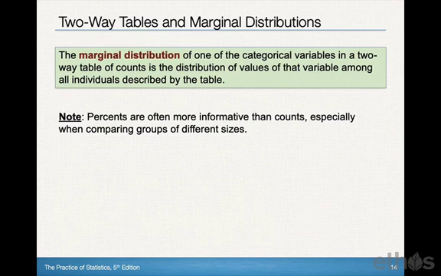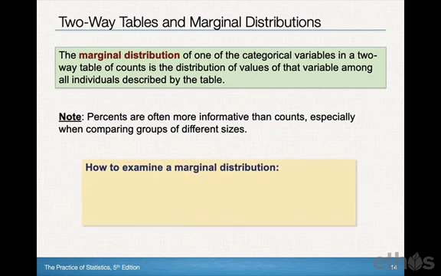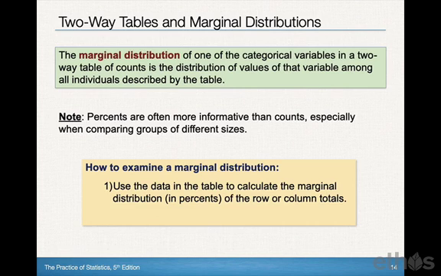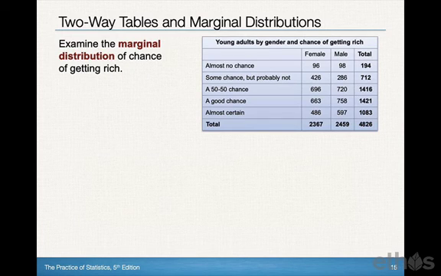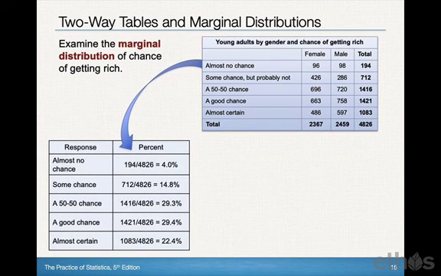And the marginal is where we compare totals to the table total. So it says how to examine a marginal distribution. You're going to look at the table and you're going to compare row or column totals to the table total. Okay, so I like their examples here. Here are marginal distributions. Notice the denominator is always the table total here. And notice the numbers in the numerator are always row or column totals.